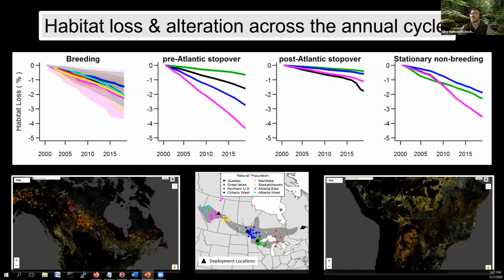And so here's a figure of the habitat loss. Here's habitat loss as a percentage of the total here on the y-axis and time on the x-axis. Each of these lines represents a natural population. Down here in the map, you can see those. And so there's quite a bit of habitat loss that's occurring throughout the annual cycle.